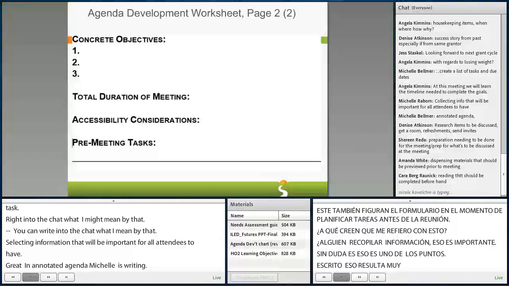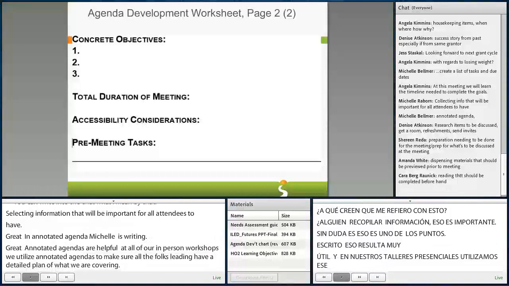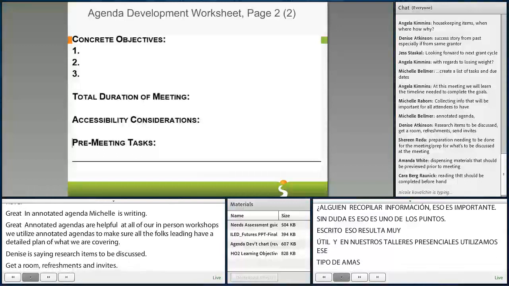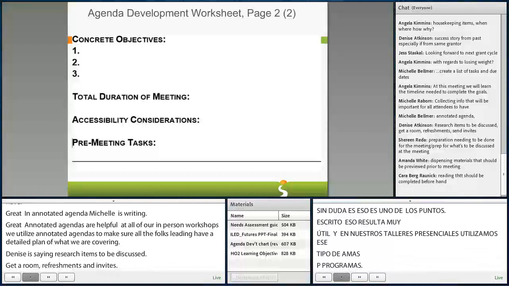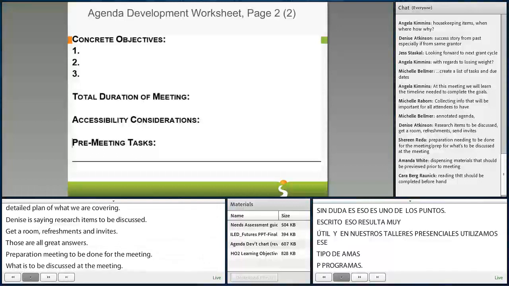Denise is saying research items to be discussed, get a room, refreshments, send invites. Wonderful. Those are all great answers. Preparation needing to be done for the meeting, what's to be discussed at the meeting, materials that should be previewed prior to the meeting, great. And Kara is also saying reading that should be completed beforehand. Yeah, so these are all great suggestions.